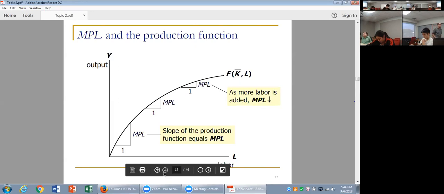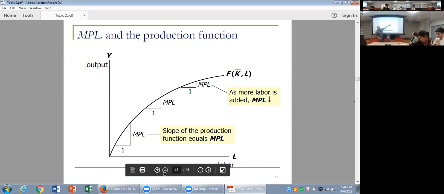That would be when you're way out here. And the problem that starts to happen is that the workers are getting crowded around that same number of capital units.